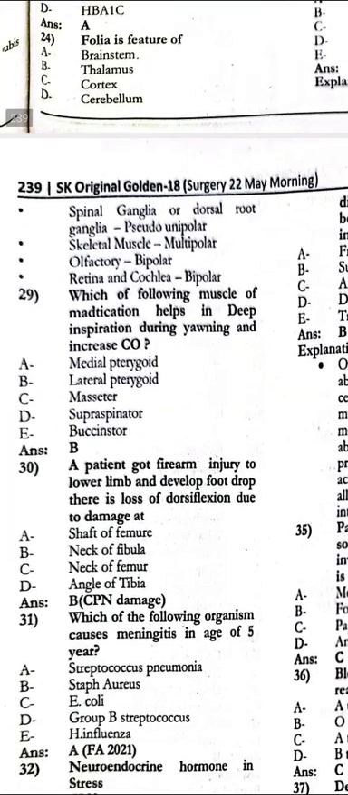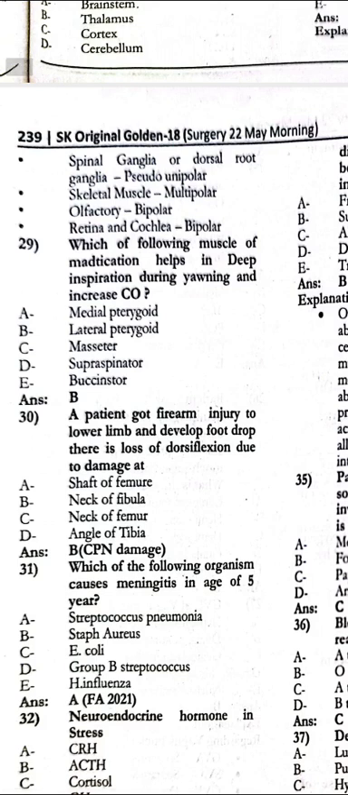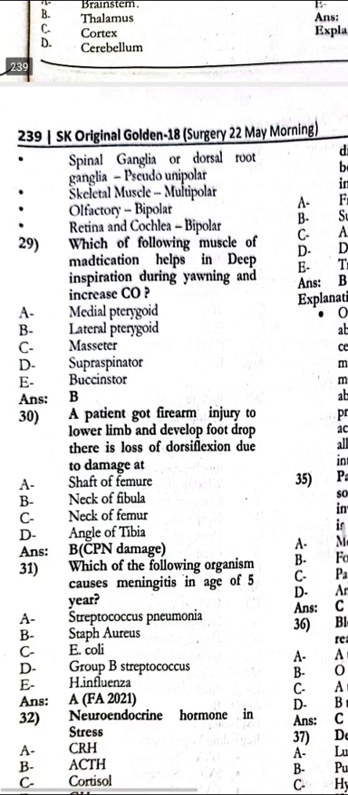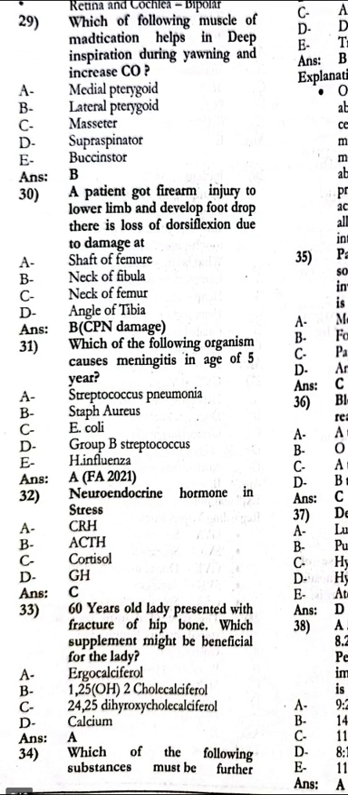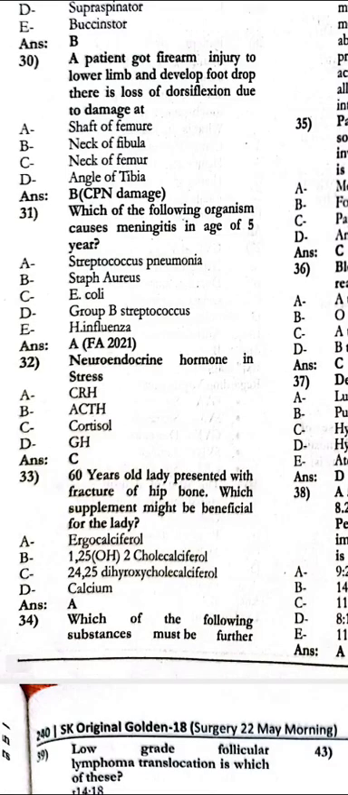Question 29: which of the following muscles of mastication helps in deep inspiration during yawning and increases carbon monoxide? There is the lateral pterygoid. The patient got a firearm injury to the lower limb and developed foot drop. There is a loss of dorsiflexion due to damage at the neck of the fibula. Which of the following organisms causes meningitis at the age of 5 years? That is Streptococcus pneumoniae. The neuroendocrine hormone in stress is cortisol.